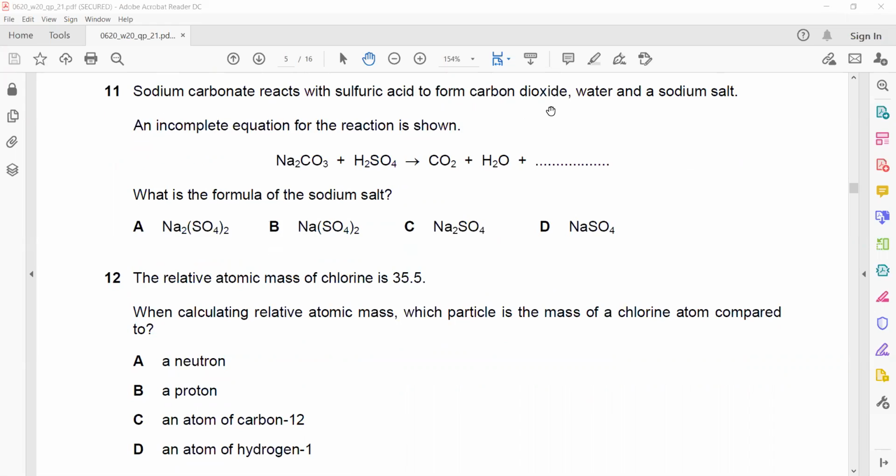Sodium carbonate reacts with sulfuric acid to form carbon dioxide, water and a sodium salt. An incomplete equation is there. What is the formula of the sodium salt which is produced? Question 11. So sodium sulfate salt will be there, and how to work out the formula of sodium sulfate. Sodium belongs to group 1, so it is +1, and the sulfate molecular ion has charge -2, so when you cross multiply it will be Na2SO4.